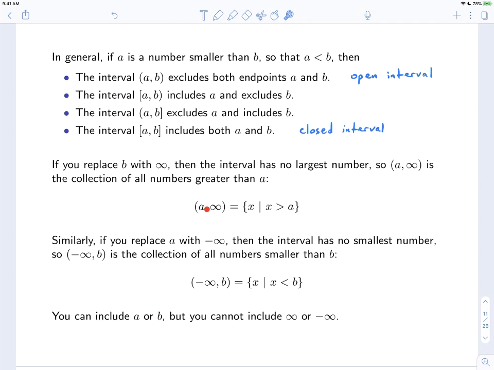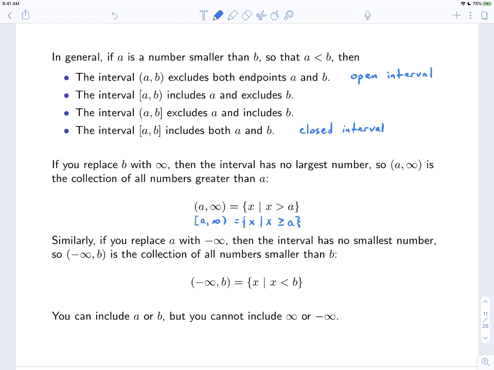So we could, of course, include a. So if we wanted, we could put a bracket here. A comma infinity equals the collection of x's such that x is greater than or equal to a. That would be fine. You can include a. What you can't do is include infinity. Infinity is not a number. It's just an indication that it's growing without bound forever and ever. So you can't include infinity because it isn't an actual thing. So that was if we replaced b with infinity.